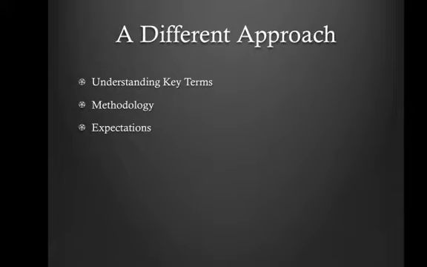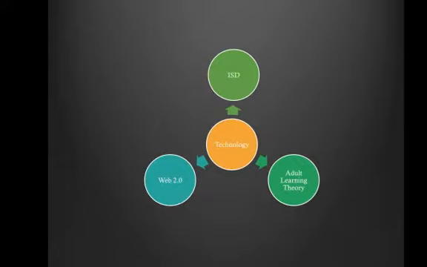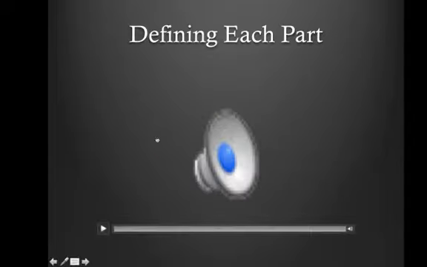So I'm looking for a different approach and what's out there. And this presentation is going to go through understanding the key terms in my model, the methodology, and then, of course, the expectations on the outcome. My model has instructional systems design, adult learning theory, and Web 2.0. They're all put together with how we deliver that, which is the technology. So I'd like to go through defining each of those parts, if you will.